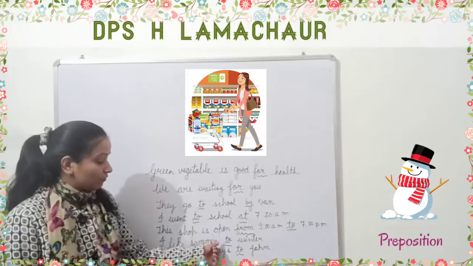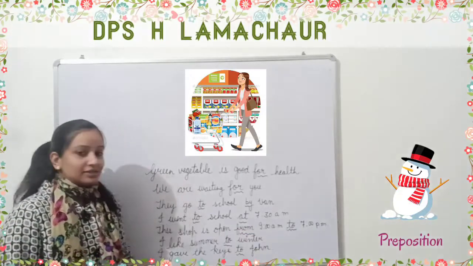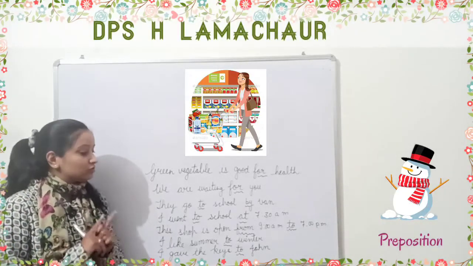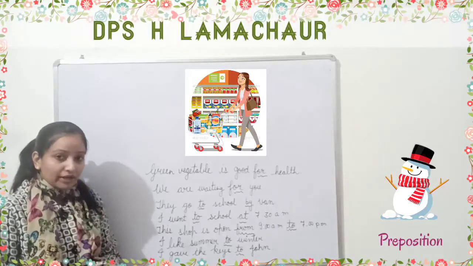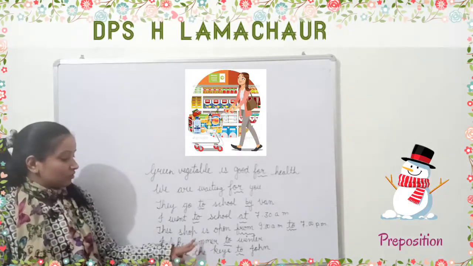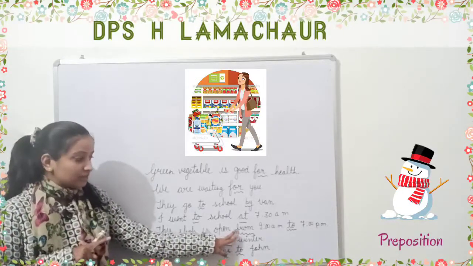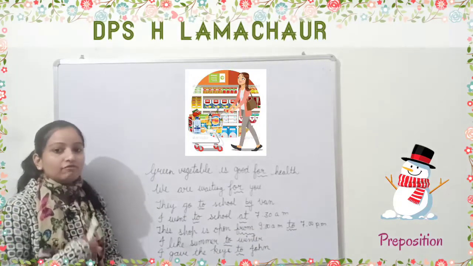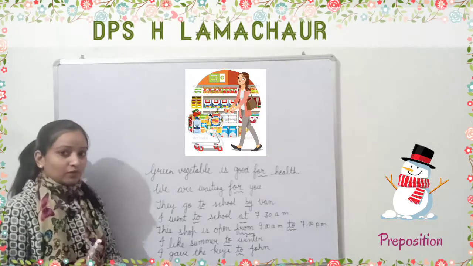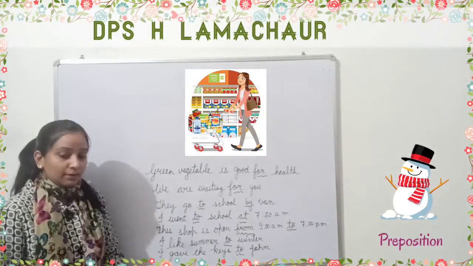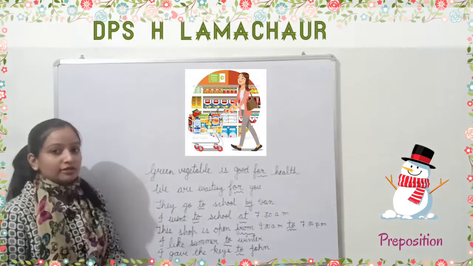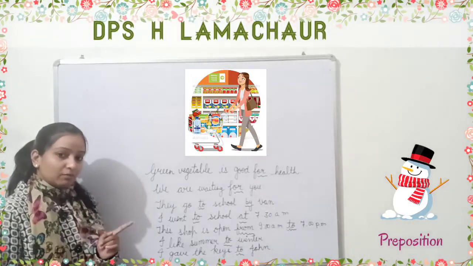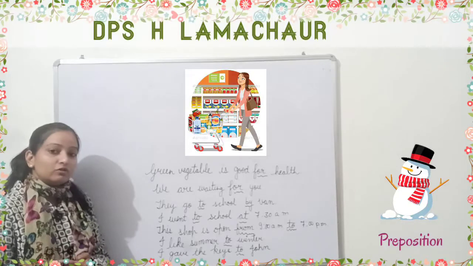This shop is open from 9 a.m. to 7 p.m. I have told you that for the starting point we use from, and for the ending point we use to. The shop is open from, the starting point, and to 7 p.m., the ending point. He goes to the gym from Monday to Saturday. The starting point is from Monday and the ending point is to Saturday. So for the starting point we use from, and for the ending point we use to.